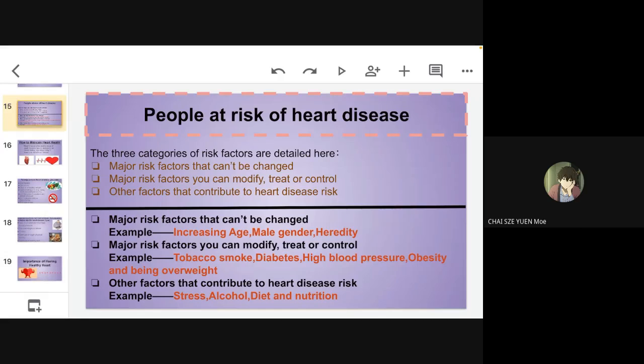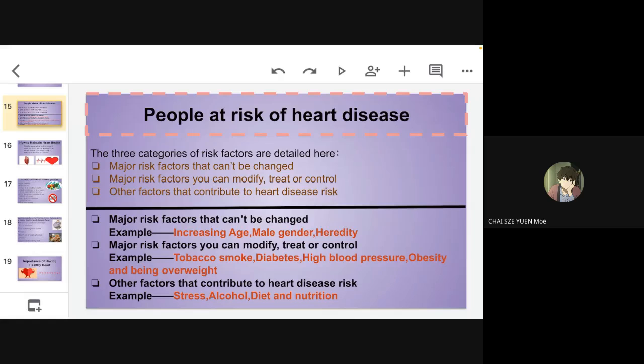People at risk of heart disease. There are three categories of risk factors that are detailed here. The first one is major risk factors that cannot be changed. The second one, major risk factors that you can modify, treat, or control. The third one is other factors that contribute to heart disease risk.